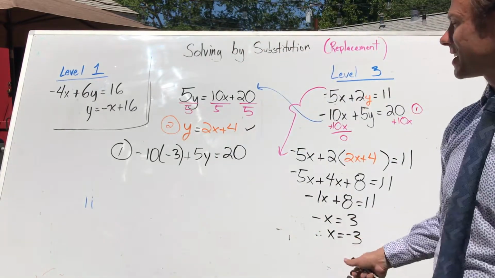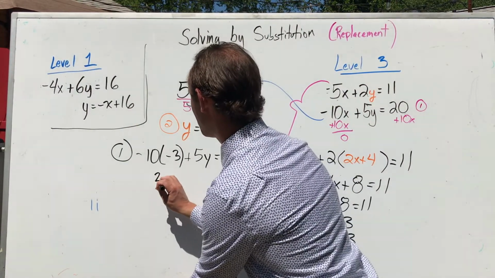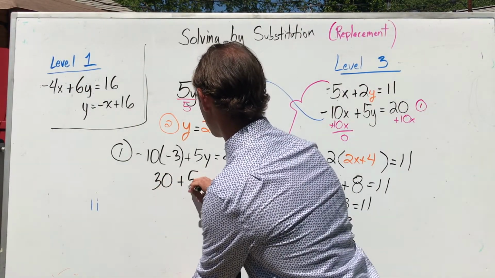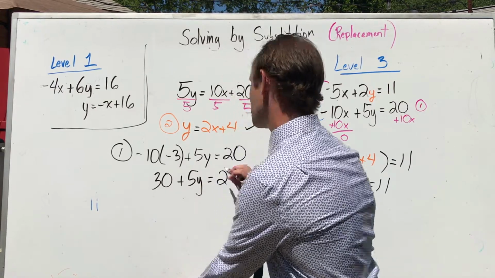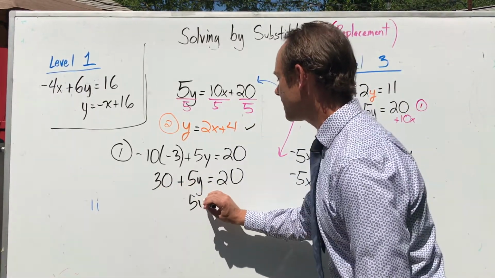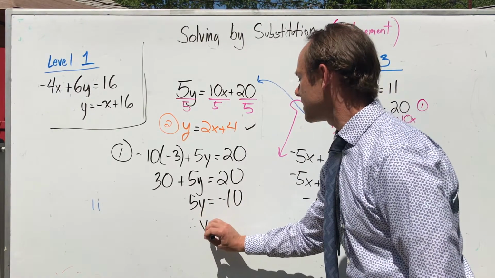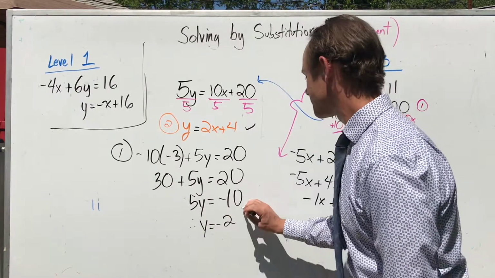Okay, feeling really confident right now. I hope this is going to work. We get 30 plus 5y is equal to 20. So let's subtract 30 and get 5y is equal to negative 10. So therefore y is minus 2.